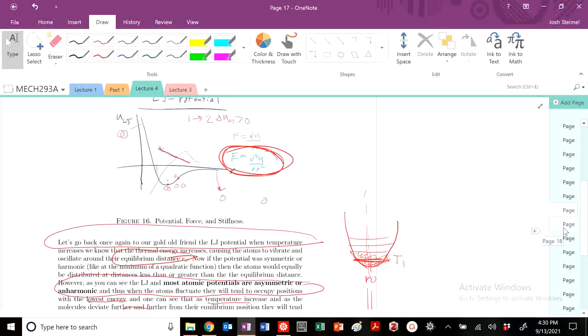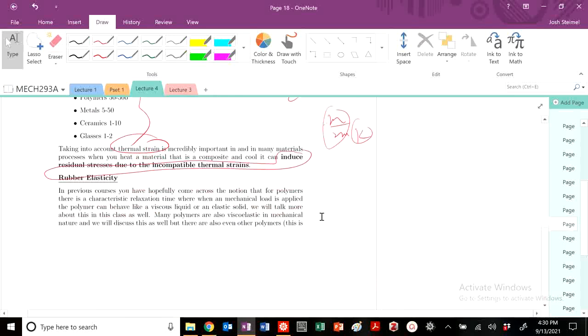All right, excellent. So now we are going to move on to a very, very fun topic, at least to me, and that is rubber elasticity. What is the atomistic origin of the elasticity of polymers and rubbers? We'll get into that in several videos next time.